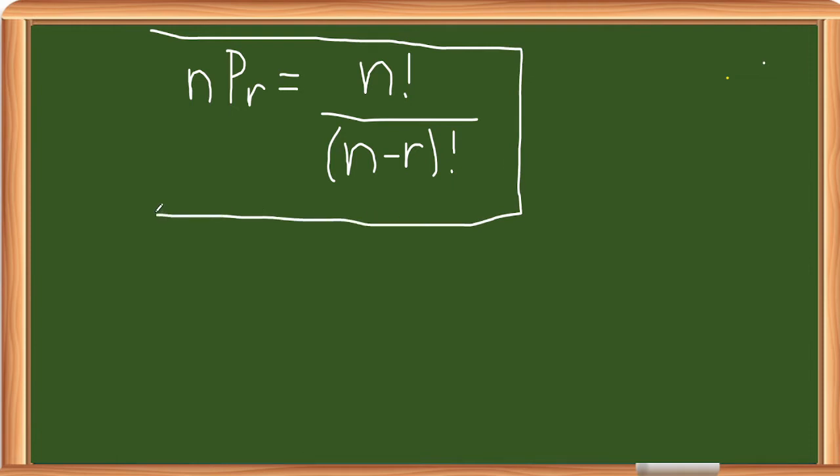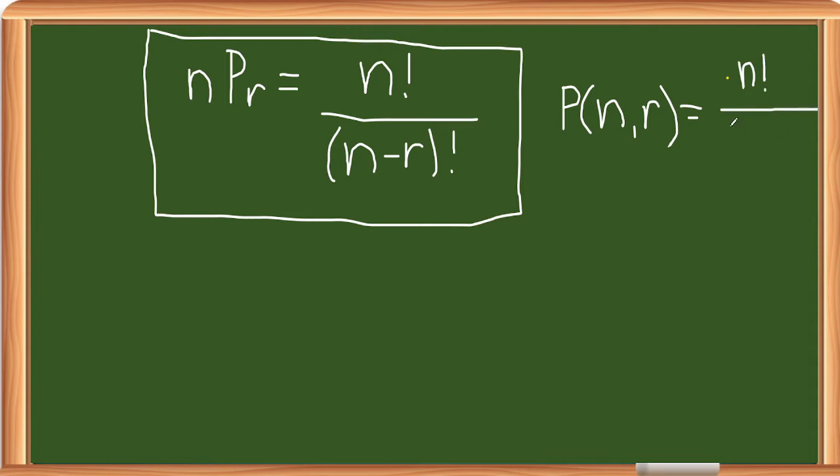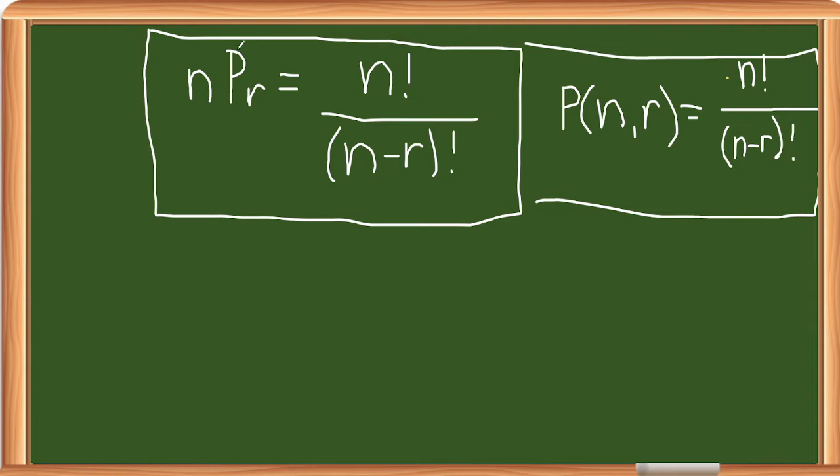Mamaya papakita natin. Kasi yung kanina, for example, this can be expressed as P, N, R, and then, eto, yung formula niya, which is N factorial. Mamaya papakita ko sa inyo kung bakit kanina hindi naman natin to ginamit. And then, N minus R factorial. Okay, so yan yon. It can be expressed as this one or ganito.